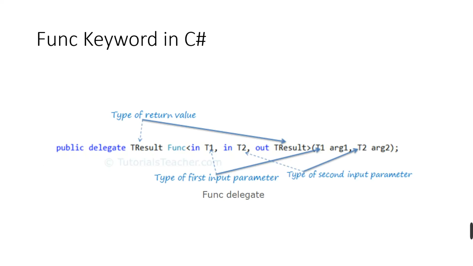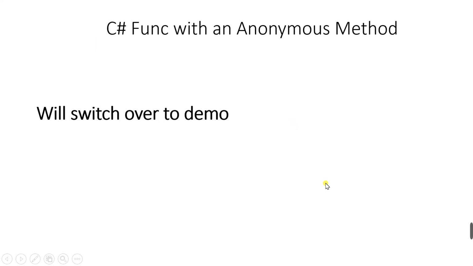So in this diagram we will go through the generic delegate definition of Func. This is the access modifier, this is the delegate keyword, TResult is the type of return value, and inside the delegate are the parameters: T1, T2, out TResult, the type of the first parameter and the type of the second parameter.